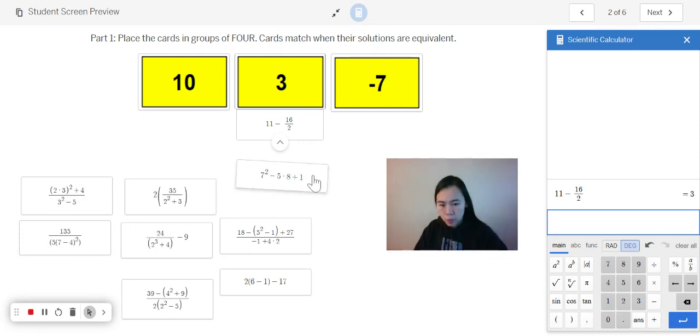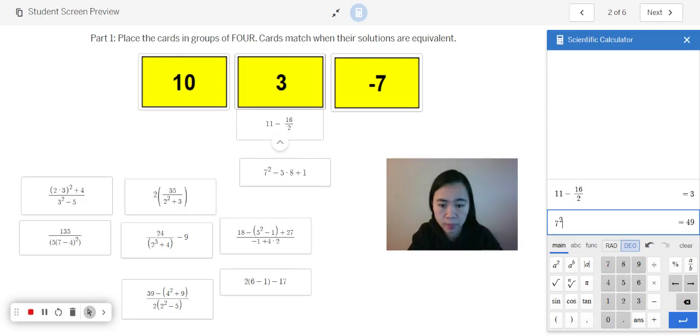Okay, I'm going to go ahead and do this one. This one's pretty simple. 7 squared minus 5, that dot is multiplication. You can either hit Shift 8, the star, or you can click on the times button. 8 plus 1. All right, the only other tricky part for this problem is that exponent. If the exponent is 2, you can click on this a squared button. If the exponent is 3, you can click on this a to the b power and then fill in your exponent. So let me show you that.